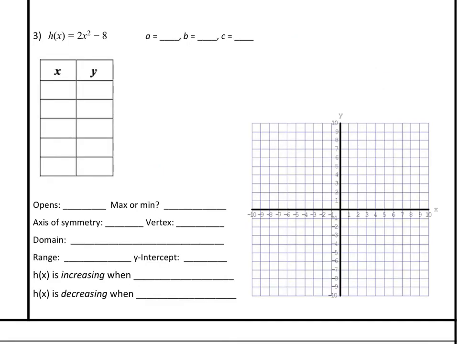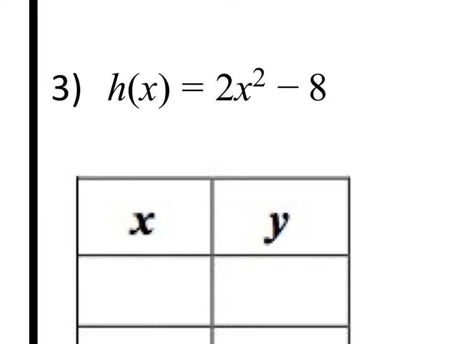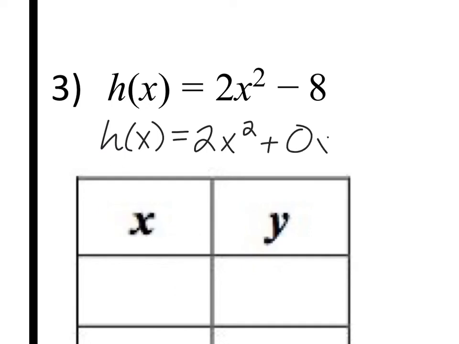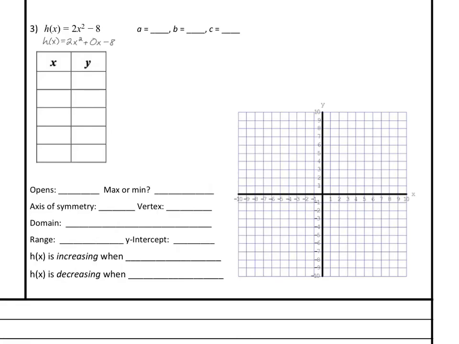Last one, h of x, only has 2 terms. You need to get it to have 3 terms. So h of x already has the a term. We want to give it a b term, so it's going to be 0x and then -8. Our a is 2, our b is 0, and our c is -8.